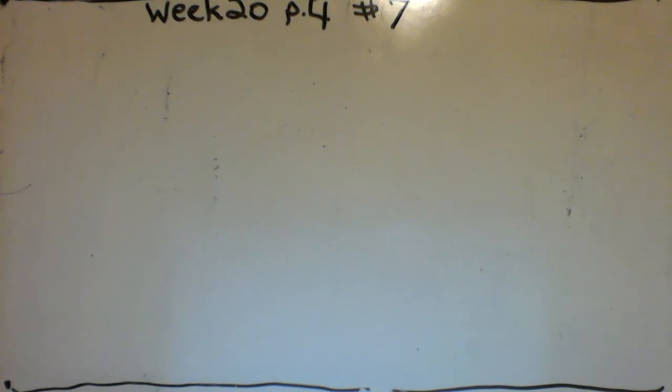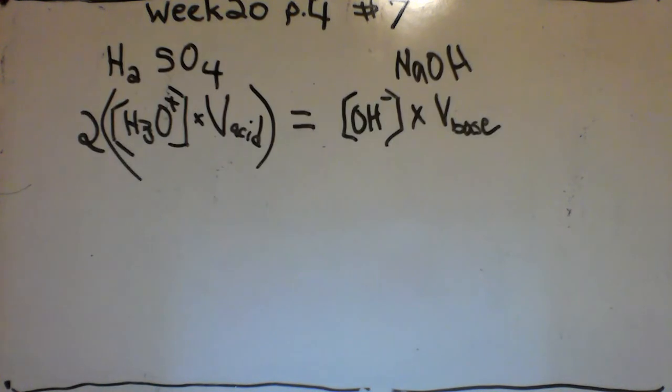This is week 20, page 4, number 7. A volume of 25 milliliters of 0.120 molar sulfuric acid neutralizes 40 milliliters of a sodium hydroxide solution. What is the concentration of the sodium hydroxide solution? Remember that sulfuric acid yields 2 hydrogen ions per molecule of acid.